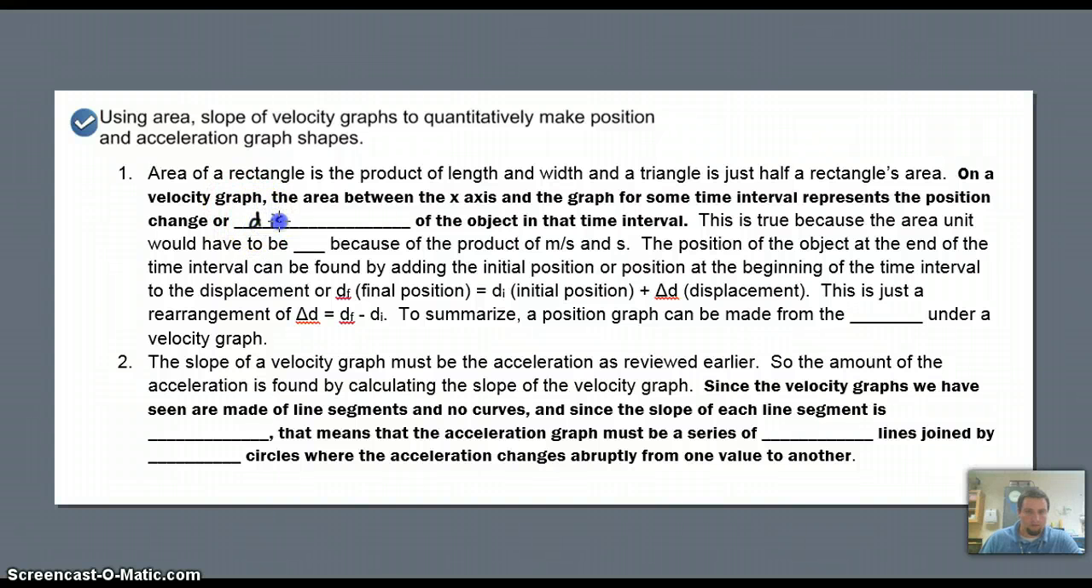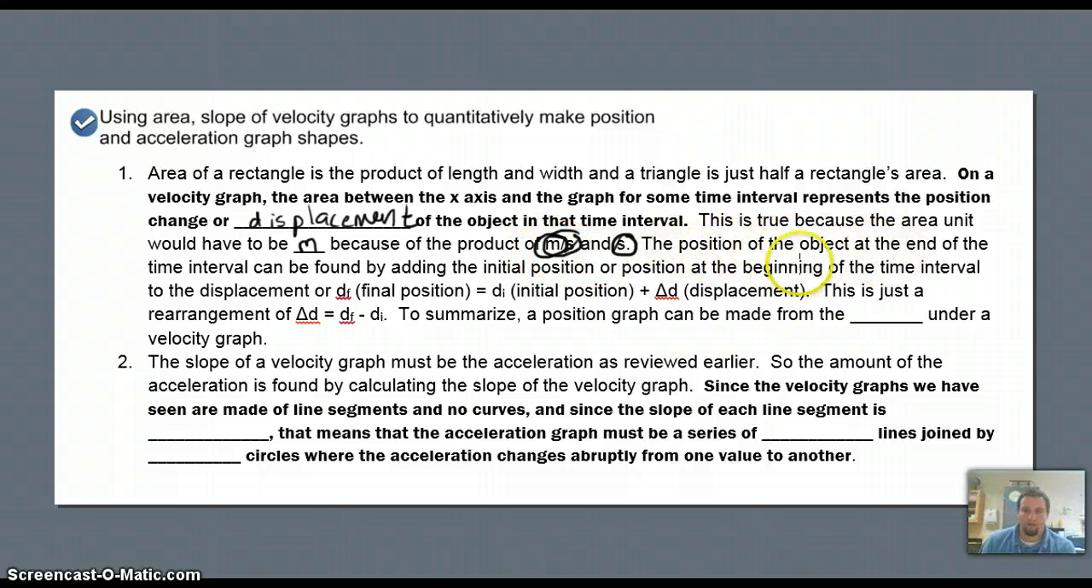So this is the displacement of the object in that time interval. This is true because the area unit would have to be a meter. If you think about it, if you have a velocity graph, you have velocity on the y-axis and seconds on the x-axis. The product of those two, the seconds cancel out, and you end up with meters. So the area under the line corresponds to the displacement of the object.